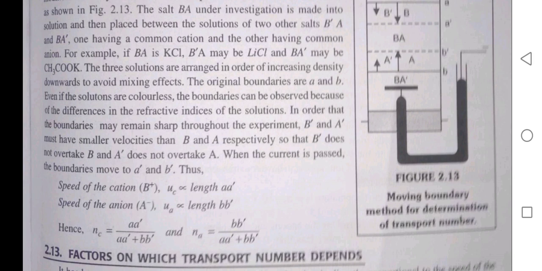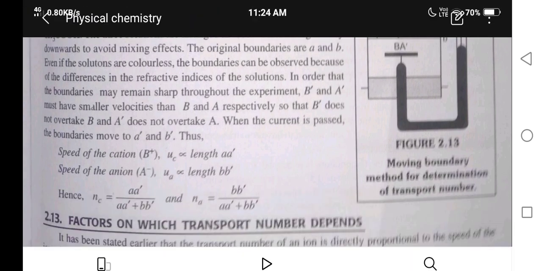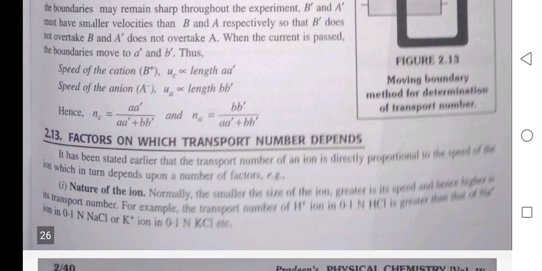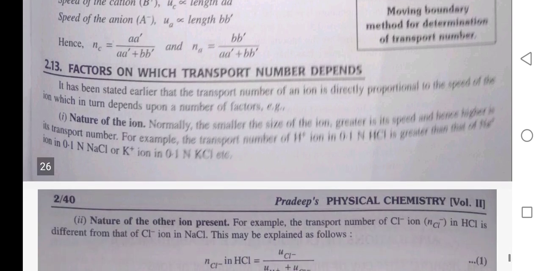In order that the boundaries may remain sharp throughout the experiment, B' and A' must have smaller velocities than B and A respectively, so that B' does not overtake B and A' does not overtake A. When the current is passed, the boundaries move to A' and B'. Thus, speed of cation B positive, Uc, is directly proportional to length A, and speed of anion A negative, Ua, is directly proportional to length B. Hence, Nc is equal to A upon A plus B and Na is equal to B upon A plus B.